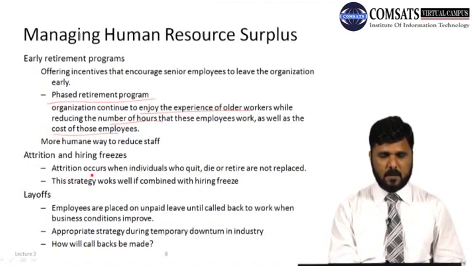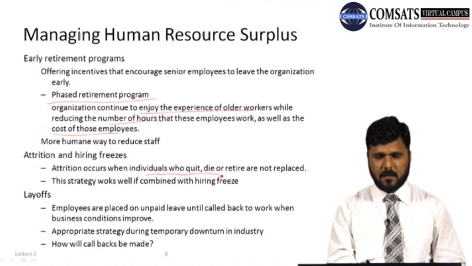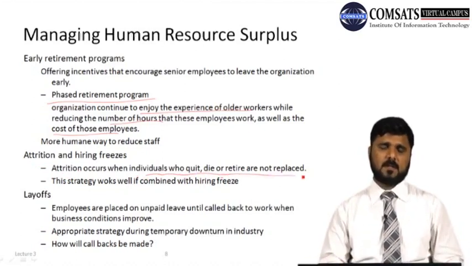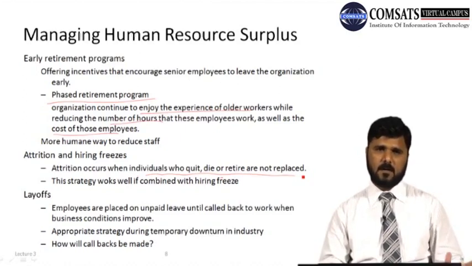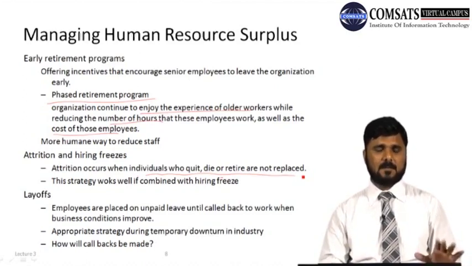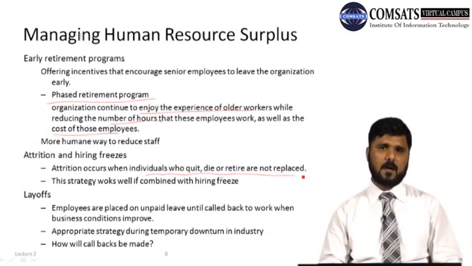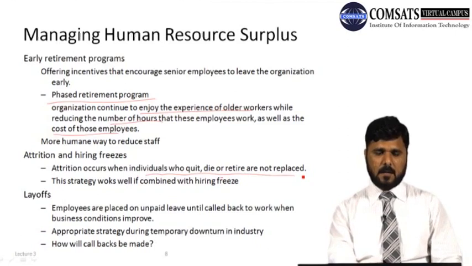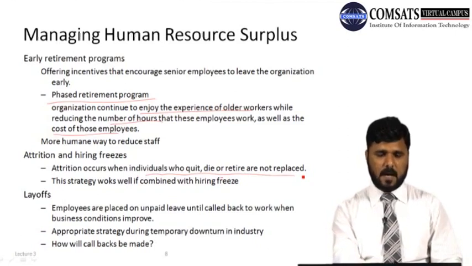Attrition occurs when individuals who quit, die or retire are not replaced. So it's a routine business within an organization that people would be leaving the organization at their own will, people would be dying naturally, people would be retiring. So this is attrition. It can be a strategy, an option in order to reduce human resource surplus. Well, it would be very slow if it's not supplemented with a hiring freeze.